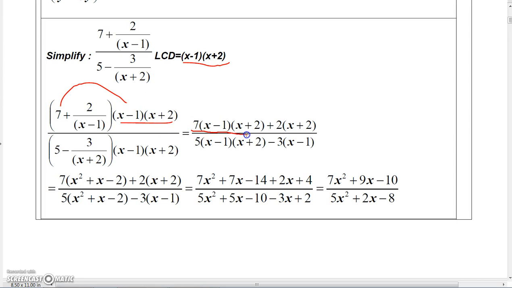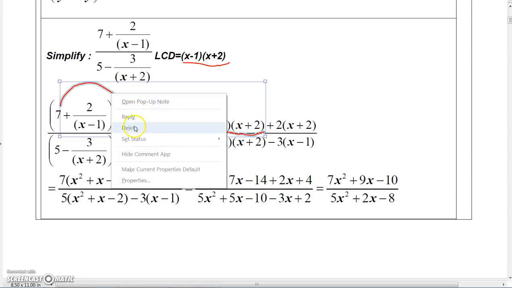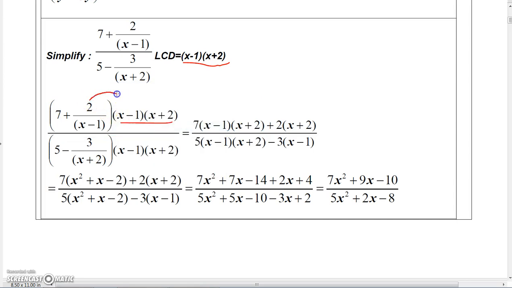And that's going to give me exactly what I said, 7 times x minus 1 times x plus 2. Now, what's going to happen when I multiply this by x minus 1 times x plus 2? Well, since this x minus 1 is in the denominator and this x minus 1 is in the numerator, x minus 1 over x minus 1 is 1, so that's just going to give me 2 times x plus 2. So that's what I have there.